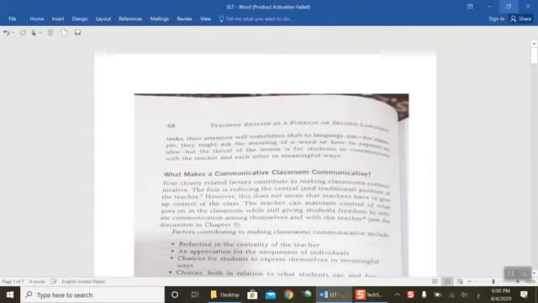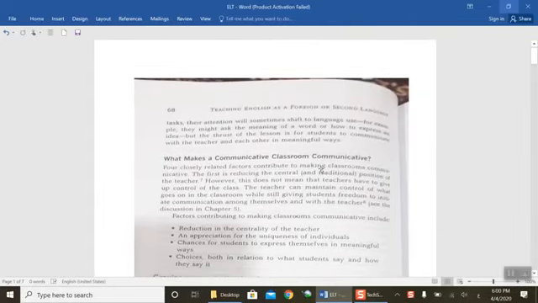Today we have this topic: what makes a communicative classroom communicative. Okay, what makes a communicative classroom communicative? How to make it communicative? Four closely related factors contribute. We have four here that contribute to making a classroom communicative. These four factors.